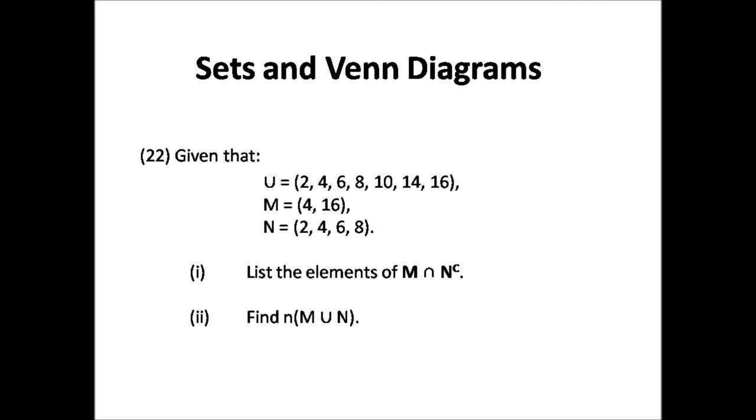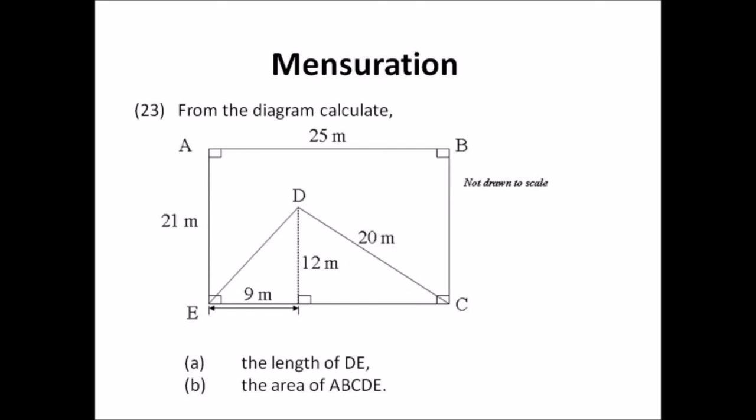Got it? And we move on to number 23, mensuration. From the diagram, calculate A, the length of DE, and B, the area of ABCDE. So do it quickly. The length of DE is straightforward. The area of ABCDE, you have to do 2 calculations to work that. So you need to get cracking at it. Go ahead, get it done. You can work that once you understand the diagram.